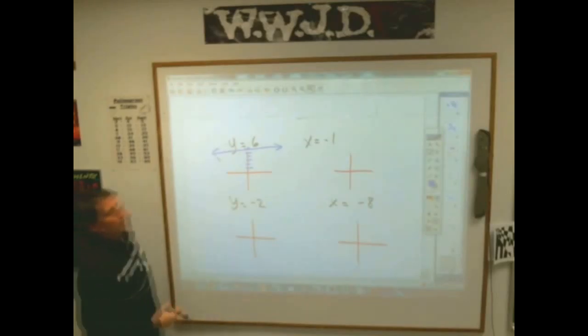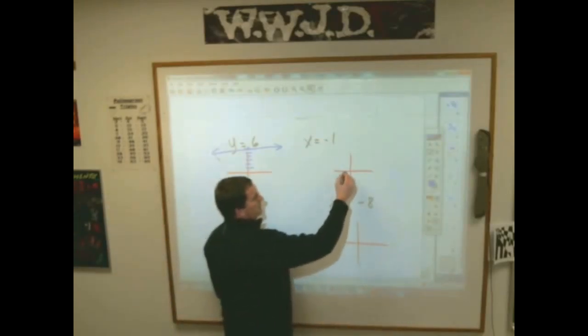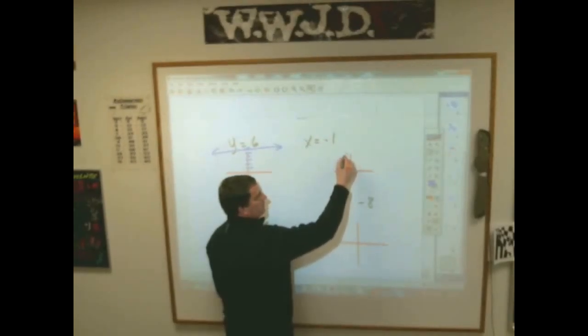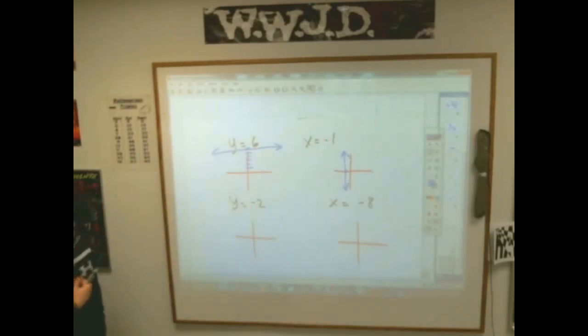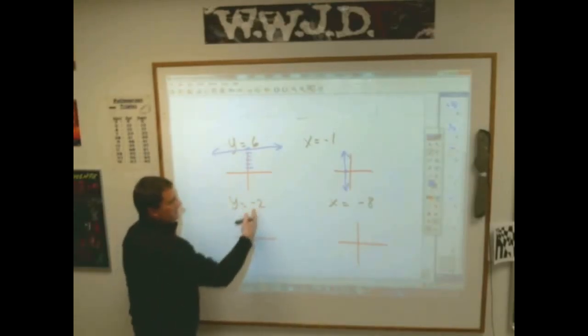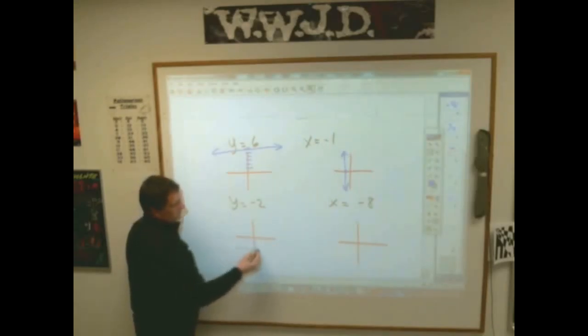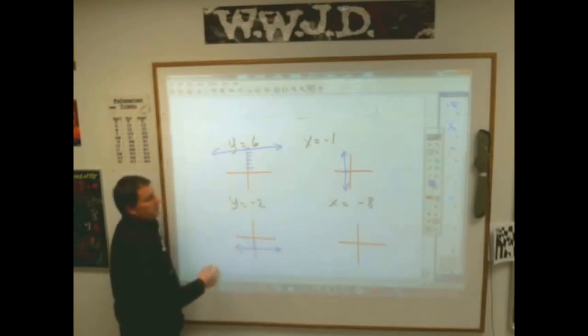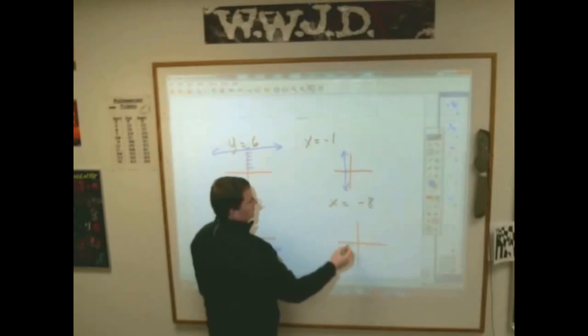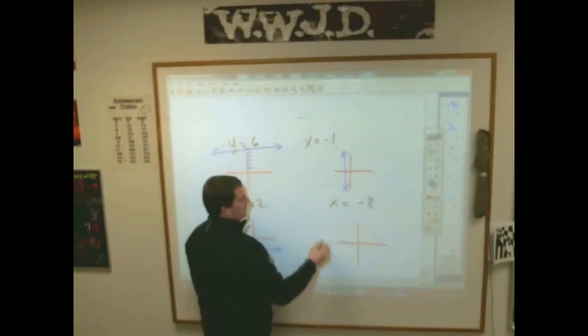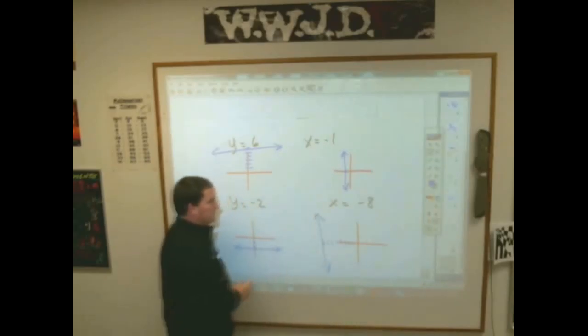Perfect. Where is x negative 1? It is right here, and it's a vertical line right there. Anybody 2 for 2 out there in the world of math? Right. No, just kidding. Y is negative 2. Well, where is y negative 2? Right here. And there is your horizontal line for y. X is negative 8. 1, 2, 3, 4, 5, 6, 7, negative 8. It's a vertical line there.